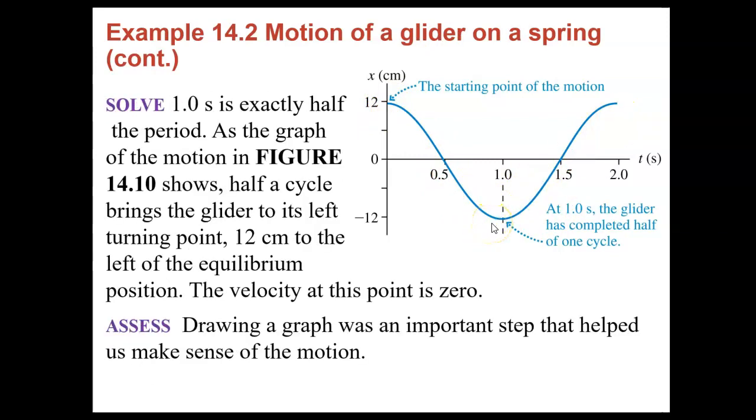So 1 second is exactly half of the period, as the graph of the motion in the figure to the right shows. So half a cycle brings the glider to its left turning point. Drawing a graph was an important step that helped make sense of this motion. Because if you know its frequency, you know its period is 1 over the frequency, and you can figure out the graph is going to essentially look like this. And if you know the amplitude, how far it gets stretched, at half a period it's going to be the opposite displacement.